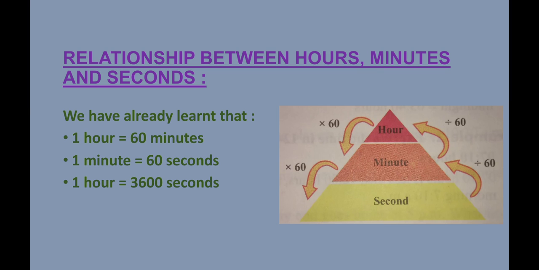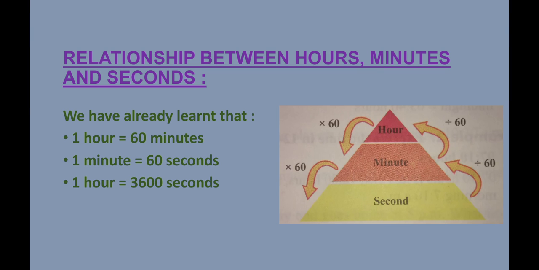As you have already learned in our previous classes, 1 hour equals 60 minutes, 1 minute equals 60 seconds, and 1 hour equals 60 minutes means 60 times 60, which is 3600 seconds. So 1 hour is 3600 seconds. We can relate this as hour, minute and second.